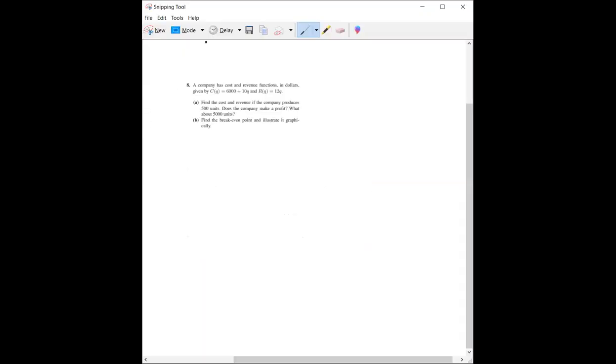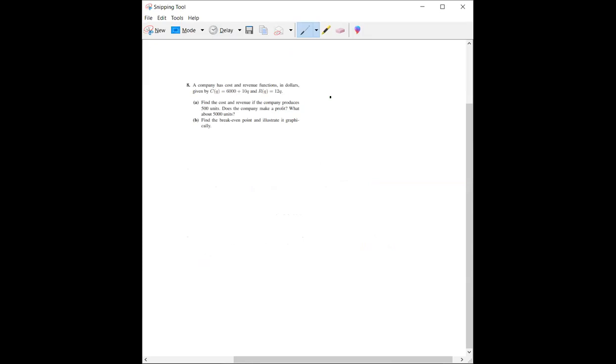A company has cost and revenue functions in dollars given by C of Q is equal to 6,000 plus 10Q, and R of Q is equal to 12Q. Find the cost and revenue if the company produces 500 units. Does the company make a profit? And what about 5,000 units?